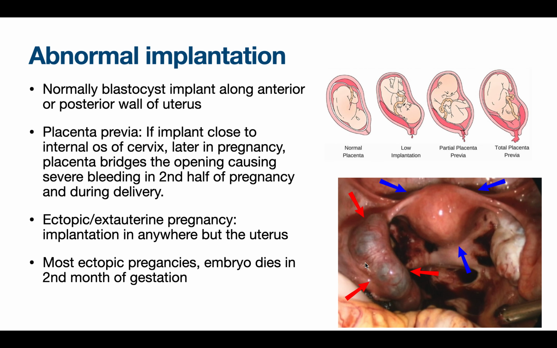In this picture, right here is the ovary, and right here are the fallopian tubes, and then right here is an ectopic pregnancy. It should have gone down into the uterus, but right here is where it has implanted. And see how narrow the tube is normally. So this is causing a lot of pain right here.